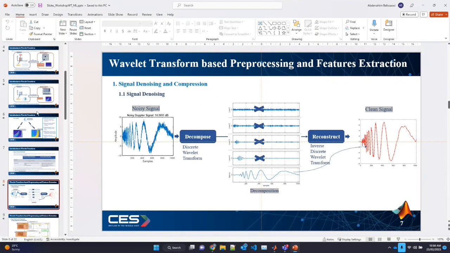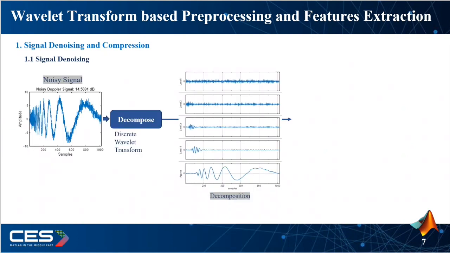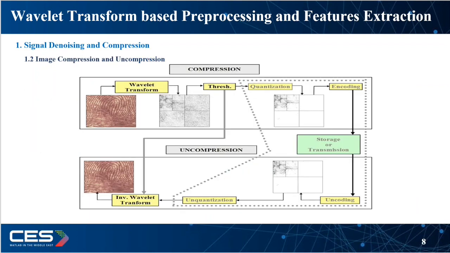Let's talk about the other applications, and then we go to MATLAB to look at them further, okay? So this is signal denoising. This is a Doppler signal, which is noisy in this case. Using the discrete wavelet transform, and its inverse, we can reconstruct the clean signal, okay? And the discrete wavelet transform is very useful when it comes to image denoising and compression, okay?